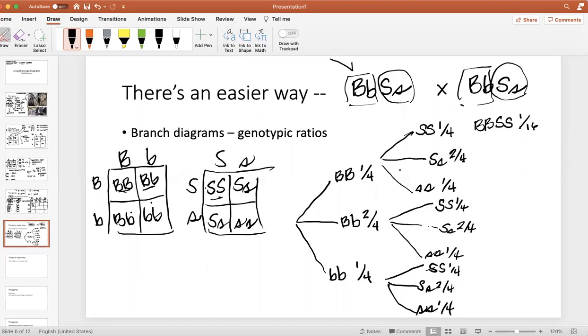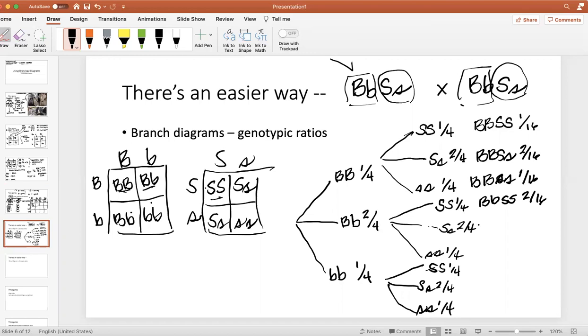Let's do this again. Take these 2 big B's and let's combine them with this branch here. Big S, little s. 1/4, 2/4, right? That comes out to be 2/16. 2 of our squares on our Punnett square would have looked like that. And let's just go through and finish filling this in. Big B, little s. That's 1/16. That's going to be 2/16.